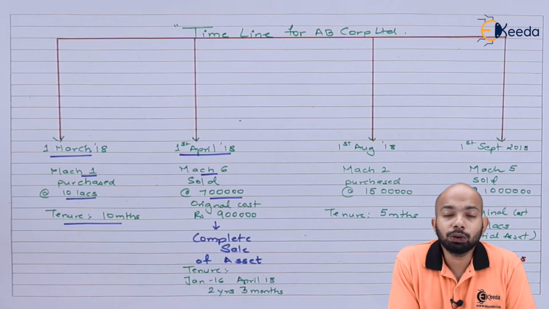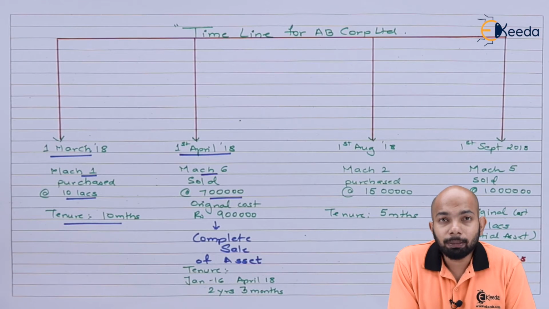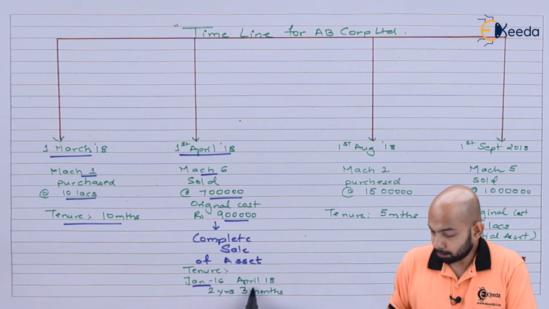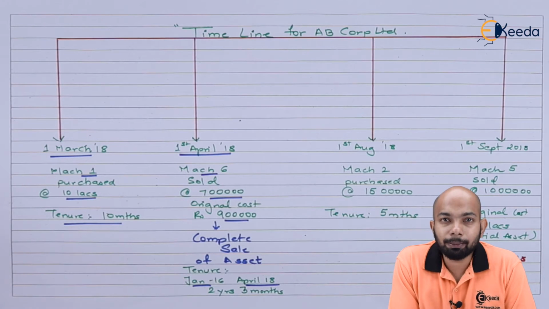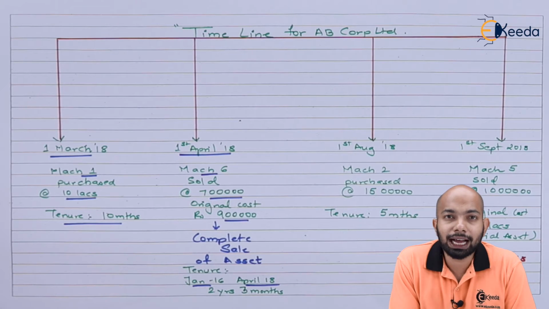On 1st of April 2018, another machine was sold out for rupees 7 lakhs. The original cost of this specific machine was 9 lakh rupees, and this was purchased in the year 2016. So from Jan 2016 until April 2018, we have figured out that it is 2 years and 3 months. That means this transaction has taken place, and that is the tenure of that asset.